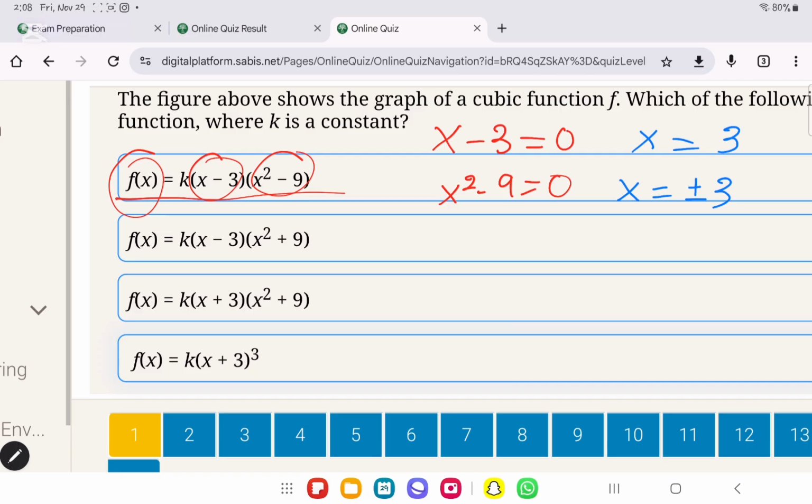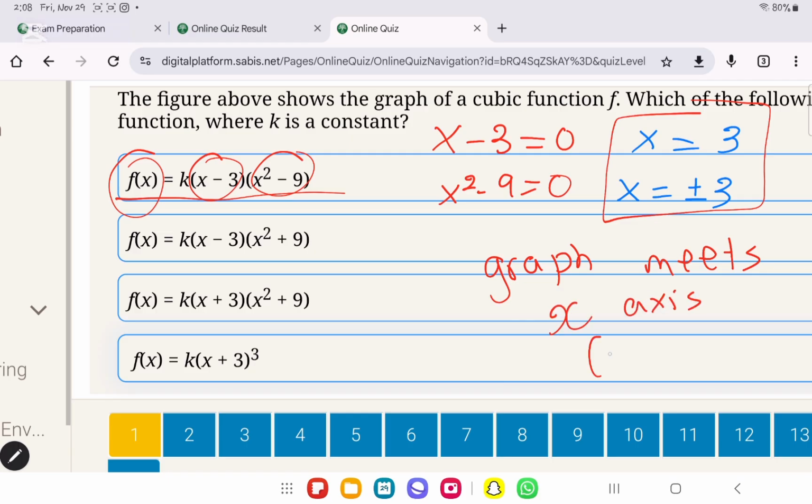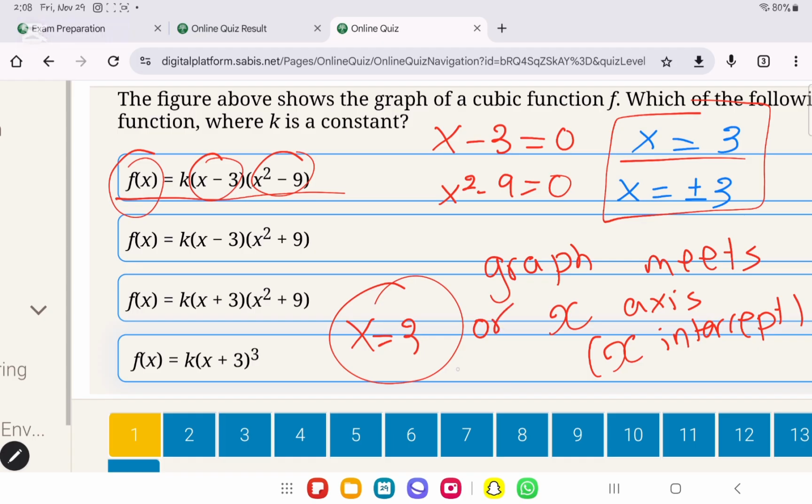What does this mean? When we're talking about x, we're talking about the x-intercept, meaning where the graph meets the x-axis. We call this the x-intercept. So when we're talking about the x-intercept, we're gonna solve it. And for this one, we got two values, more than one value. We have x is either equal to 3 or x is equal to plus or minus 3. We already put plus 3, so minus 3. So that means the x-intercept should be at two places.